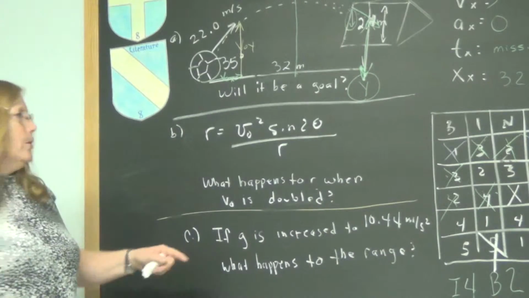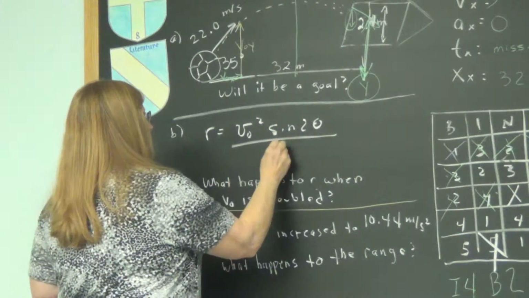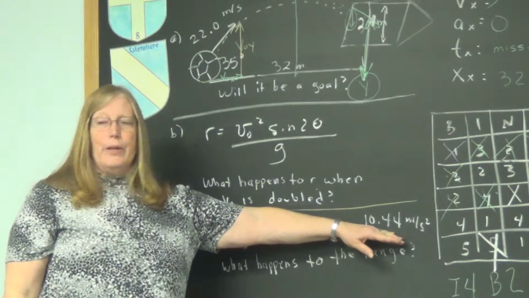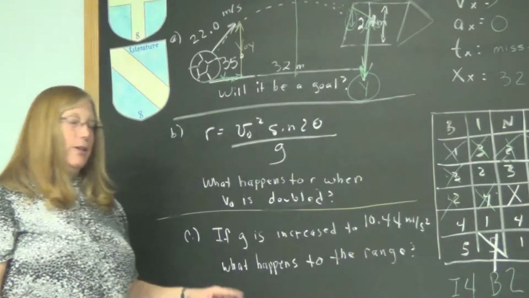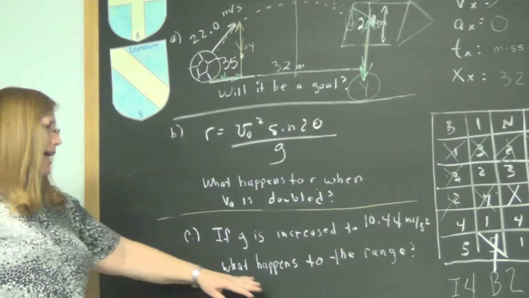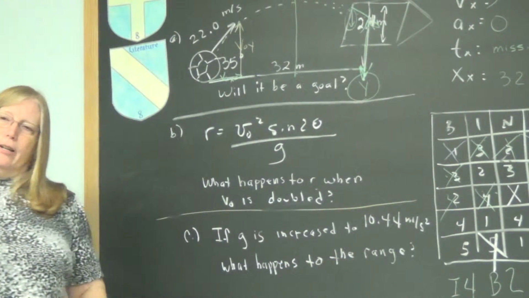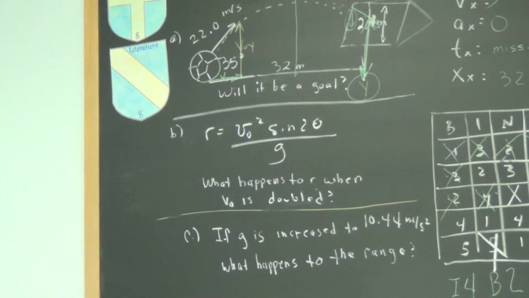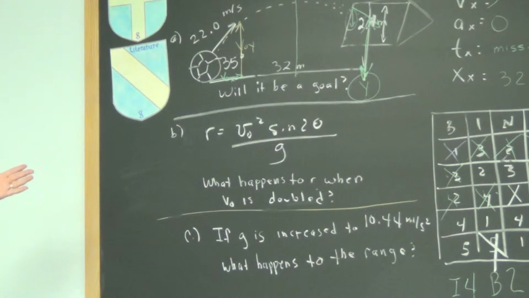If G, oops, we need a G. Alright, if G is increased to 10.44 meters per second squared, like you're on Jupiter or something, what happens to the range? All I want to know, does it go up or does it go down? So, see if you can answer that question. Observe where G is in the equation and imagine it going up. So when it goes up, what's going to happen to R? So think that through.